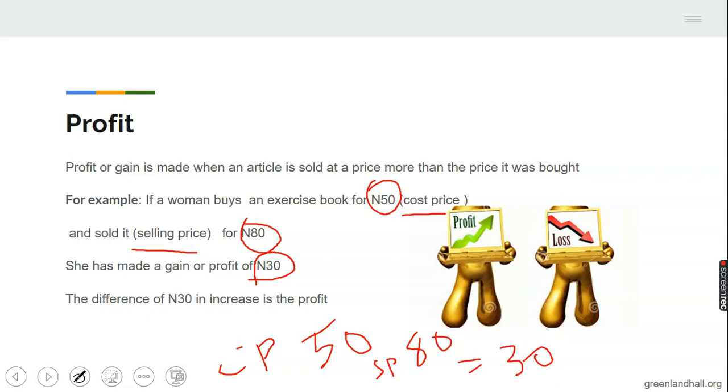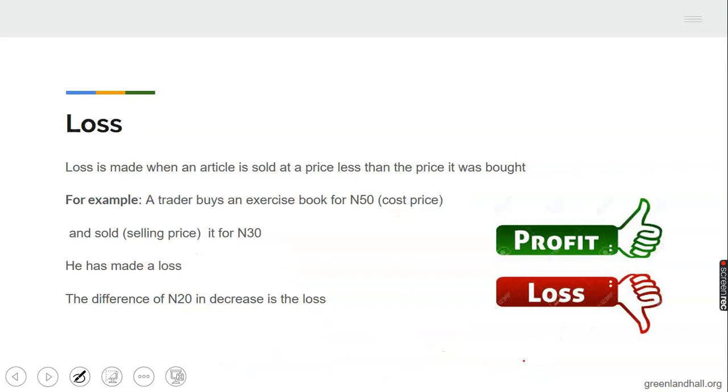Every trader and every businessman is out there to make what? Profits. Every businessman, every trader wants to make profits. Now I'm talking about loss. Loss is made when an article is sold at a price less than the price it was bought.